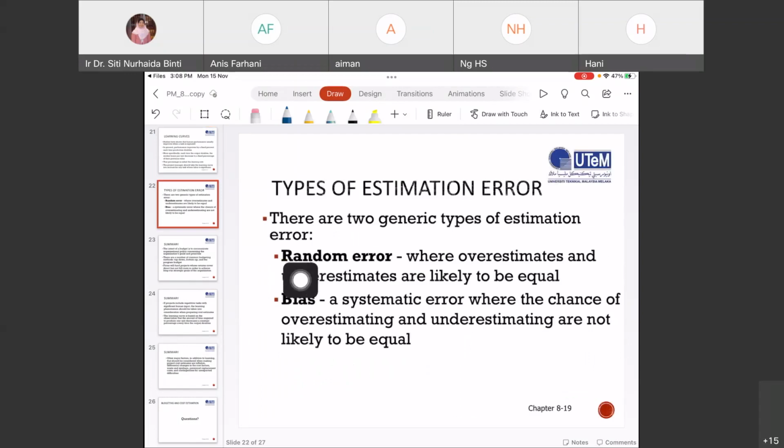There are two types of estimation error. First is random error, where overestimates and underestimates are likely to be equal. Also, we have a bias error, which is a systematic error, where the chances of overestimating and underestimating are not likely to be equal.